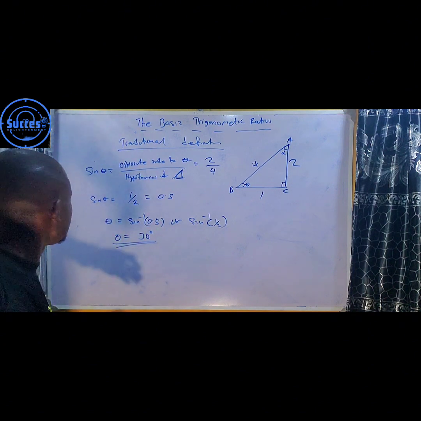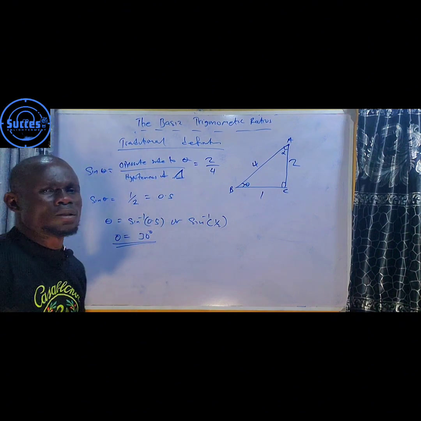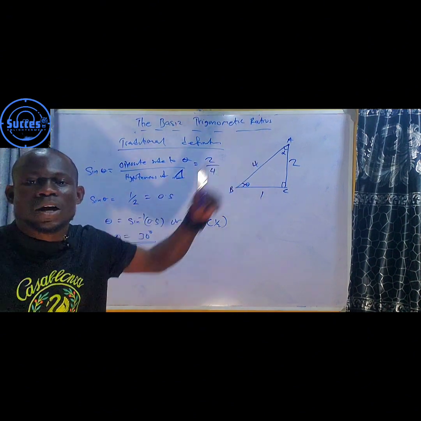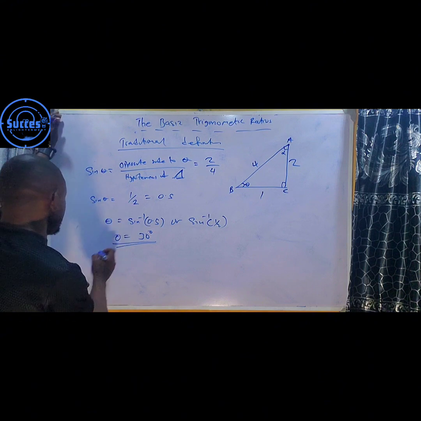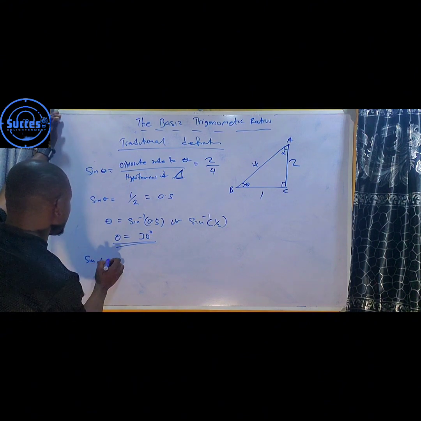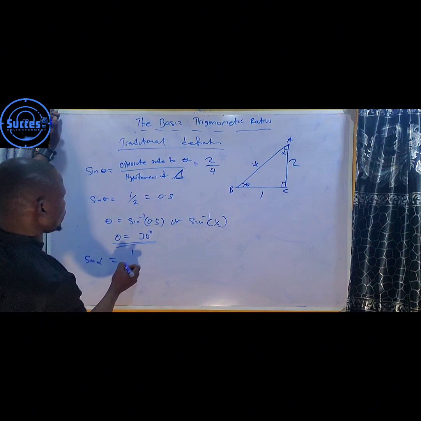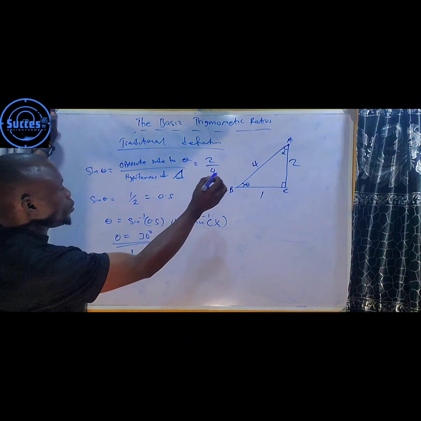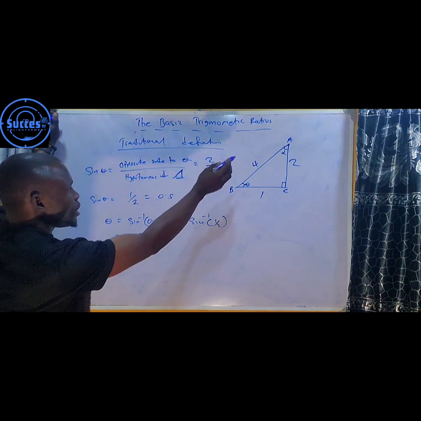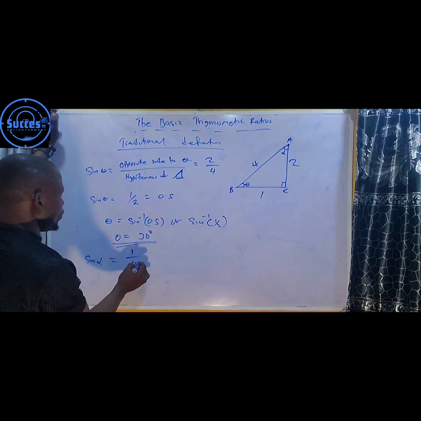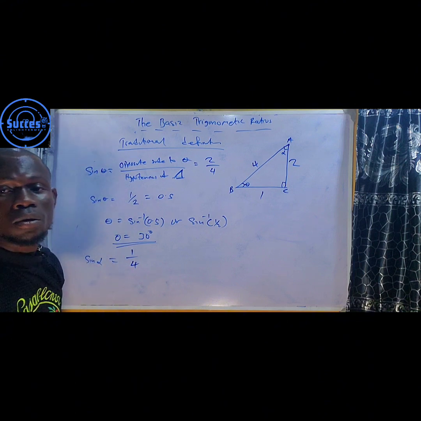Theta should be 30 degrees. Do we get that? Now suppose we are focusing on sine alpha. Still the same way, the opposite side is 1, and the hypotenuse side will be 4.